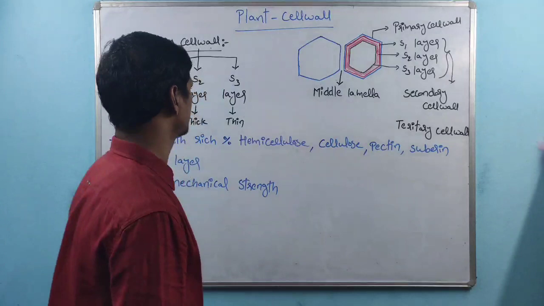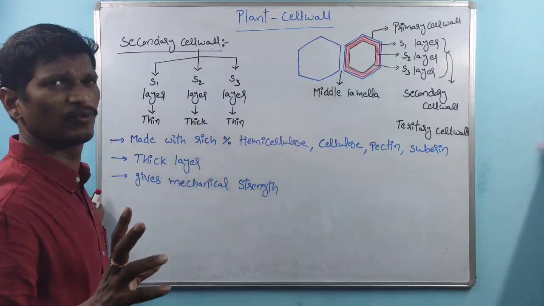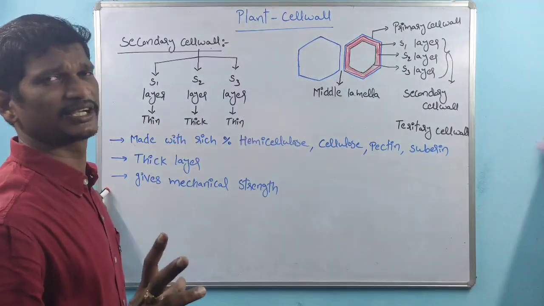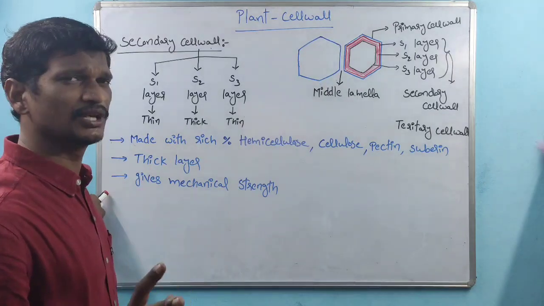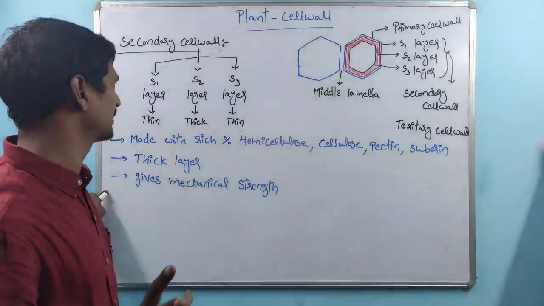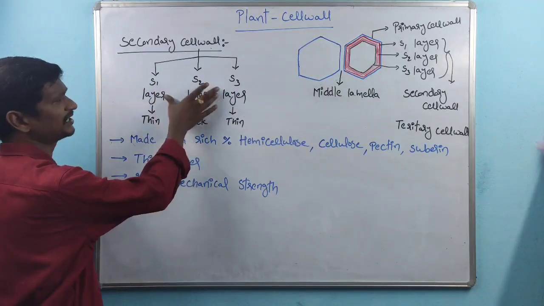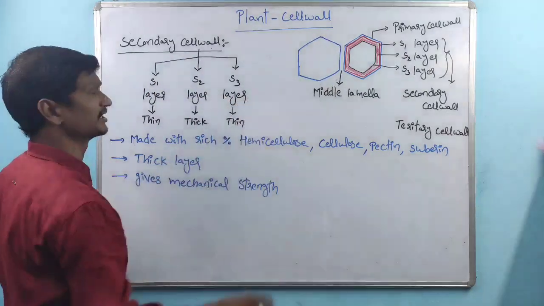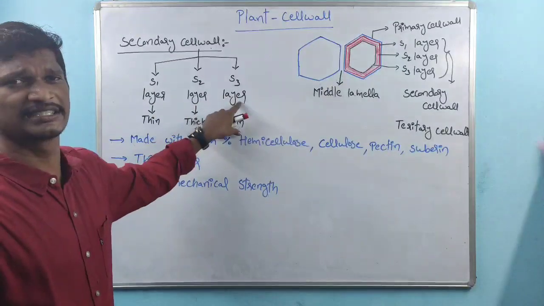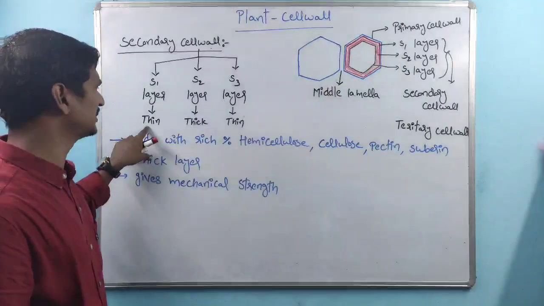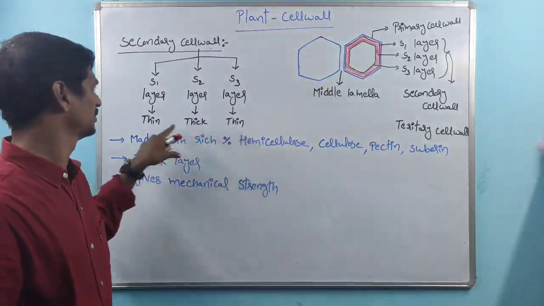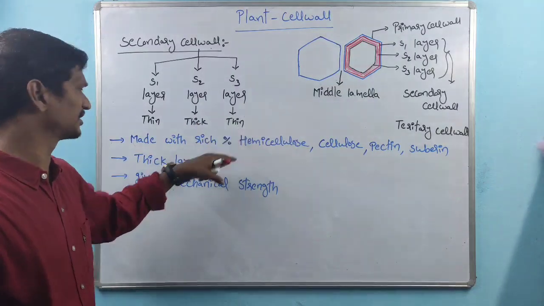So, especially the secondary cell wall is thick, and it gives the mechanical strength. So here the secondary cell wall has the S1 layer, S2 layer, and S3 layer, right? And there are thin, thick, and thin layers.